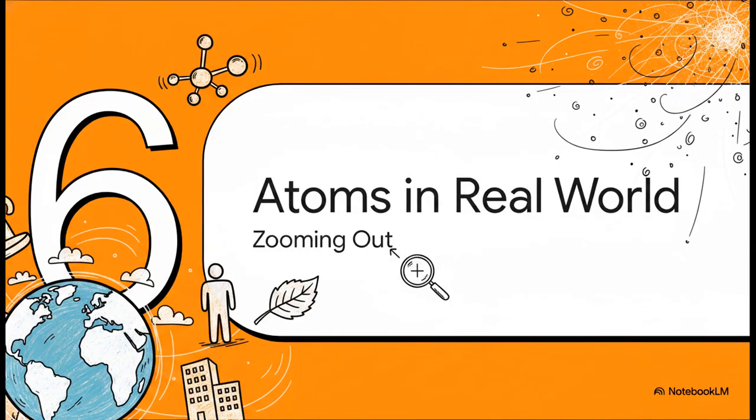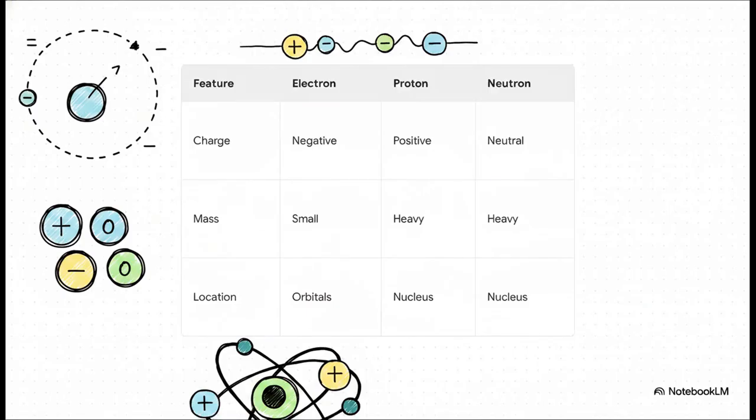Finally, Part 6. Atoms in the real world. Zooming out. So why does understanding this tiny, invisible architecture actually matter to us in the macro world? When we synthesize the roles of all three particles, the fast bonding electron in the orbitals, the heavy identifying proton in the nucleus, and the stabilizing neutron right alongside it, we basically get the foundational matrix for all advanced science. This synthesis explains exactly how matter interacts, transforms, and holds together.